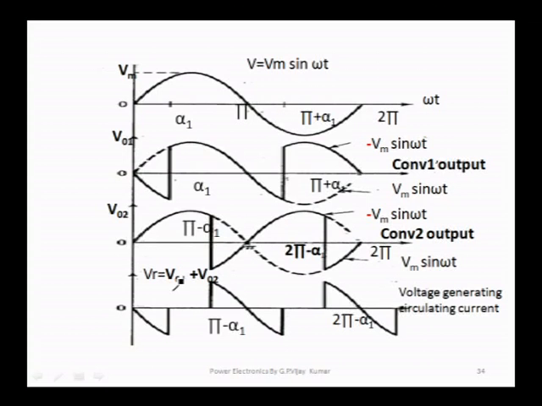Again here, alpha 1 plus alpha 2 must be equal to 180 degree. Suppose converter 1 is fired at 60 degree, the converter 2 is fired at angle 120 degree. So, converter 1 will be operating as rectifier, converter 2 will be operating as inverter. If both are required to operate at the same time, we have to go for a circulating current method of dual converter.